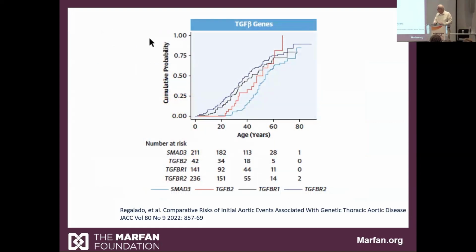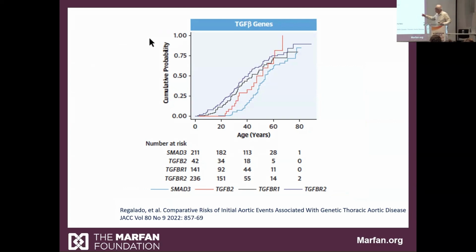Now, I said when I showed you the picture of Dr. Milewicz, that now she has encouraged international collaboration. This is now beginning to pay off with results. And you can see that in a study that was published 2 years ago, these are Loeys-Dietz genes. So not every single Loeys-Dietz mutation has the exact same natural history.